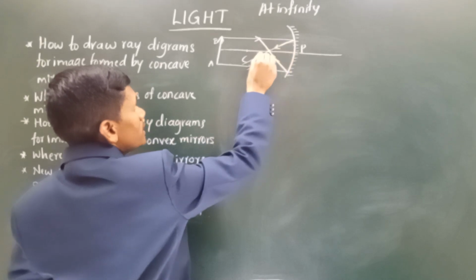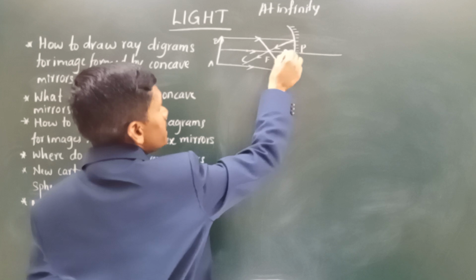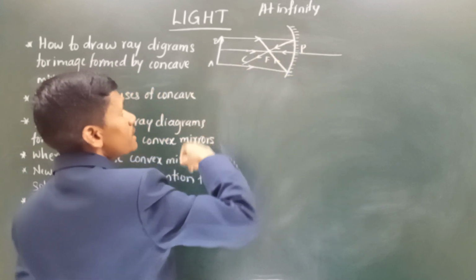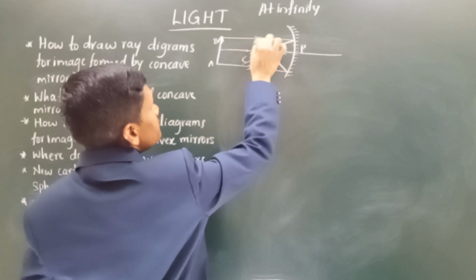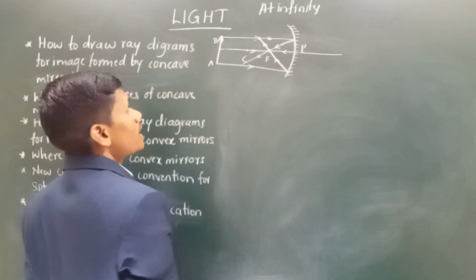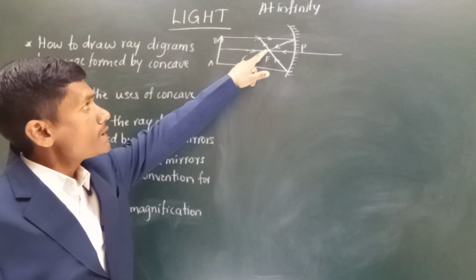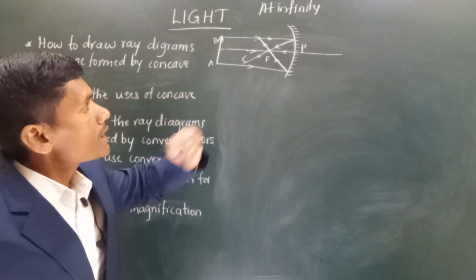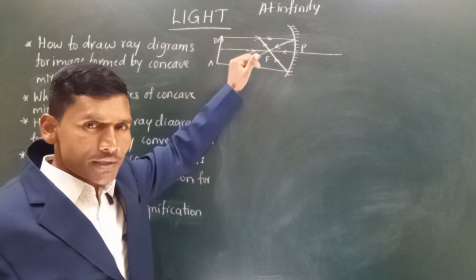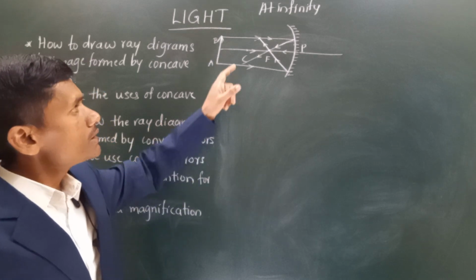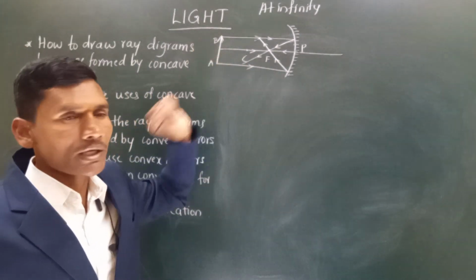You need to show the direction of the reflected ray, and a ray of light passing through the principal axis follows the same path. Now, what do we say? The image is formed at the focus. It is highly diminished. Next, it is real. It is coming out of the mirror, so it is real. It will look upside down, so it is inverted. This is the nature, size and position of the image when the object is at infinity.